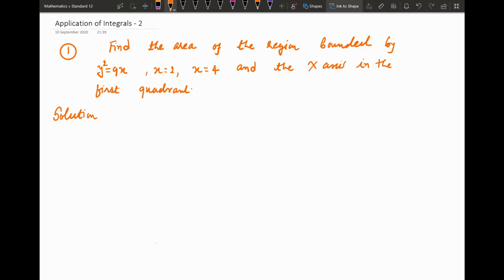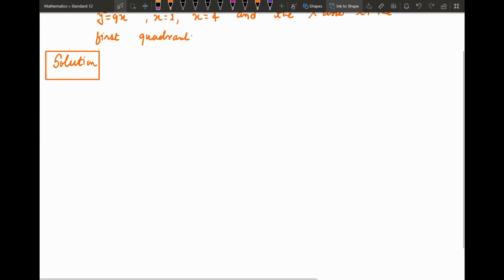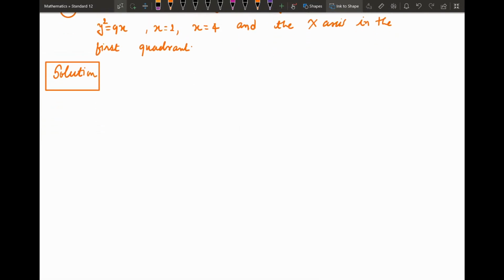Solution. Find the area of the region bounded by y square equal to 9x, x equal to 2, x equal to 4, and the x-axis. So focus on y square equal to 9x. Y square, even power of y, so it is symmetric about x-axis. We know it is a parabola.